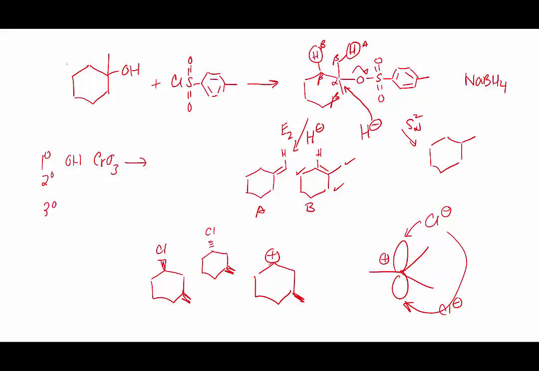Nowadays, I would take an IR, see my big OH peak, know I got an alcohol in like 10 seconds, and then I'd take an NMR of it, and I'd be able to figure out whether it's primary, secondary, or tertiary relatively easily. So we don't do qualitative analysis anymore, but we did.